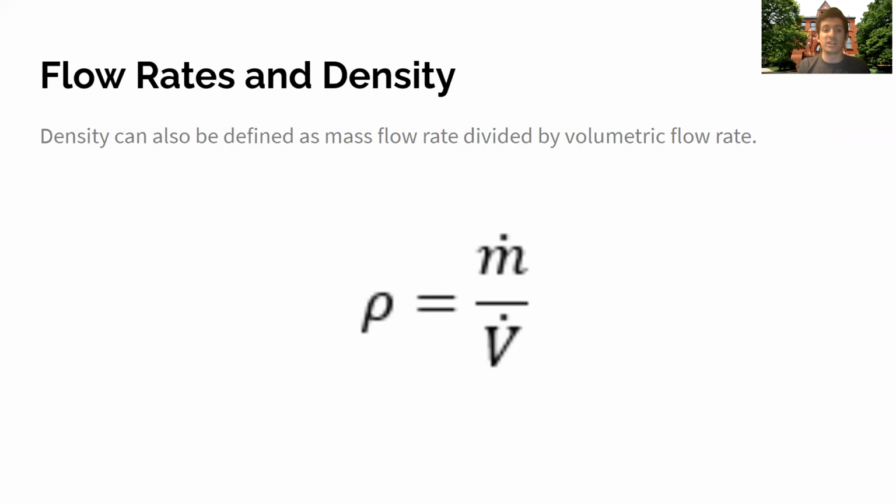Density can also be related by the flow rates. In our previous slides, we said density was mass over volume. Density can also be the mass flow rate per the volumetric flow rate. Just another definition, and you may have to use mass flow rate and volumetric flow rate to solve for density instead of using mass and volume.